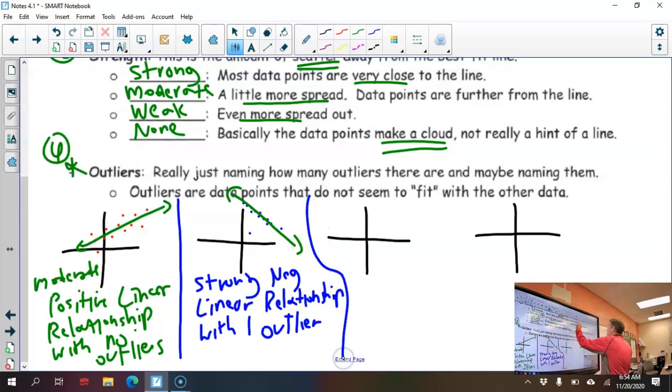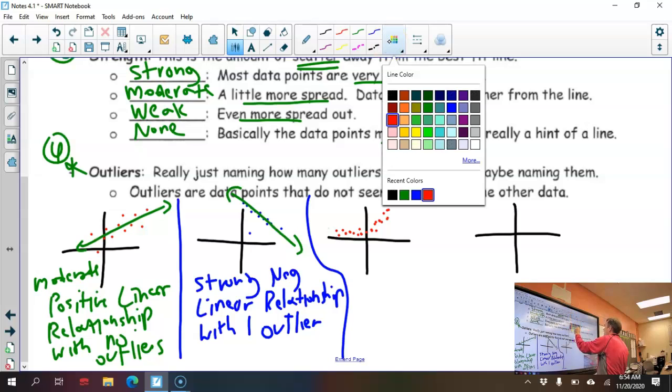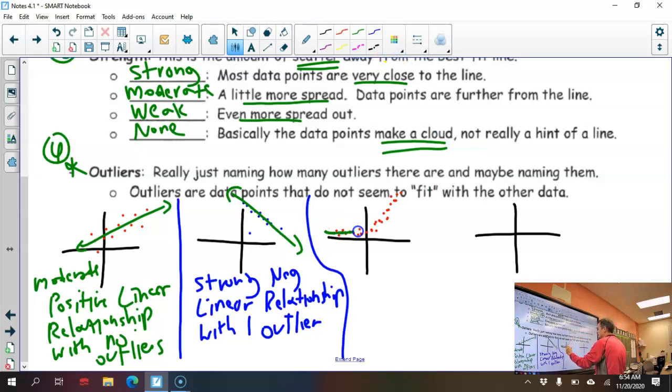Okay, and we get to our third one. And maybe in our third one, we have something like this. And so this one, to me, if I tried to draw a best fit line, I don't think it would be a line. I think it would be more of a curve like that. So I think that's pretty strong as well. I might call this one a strong, nonlinear.